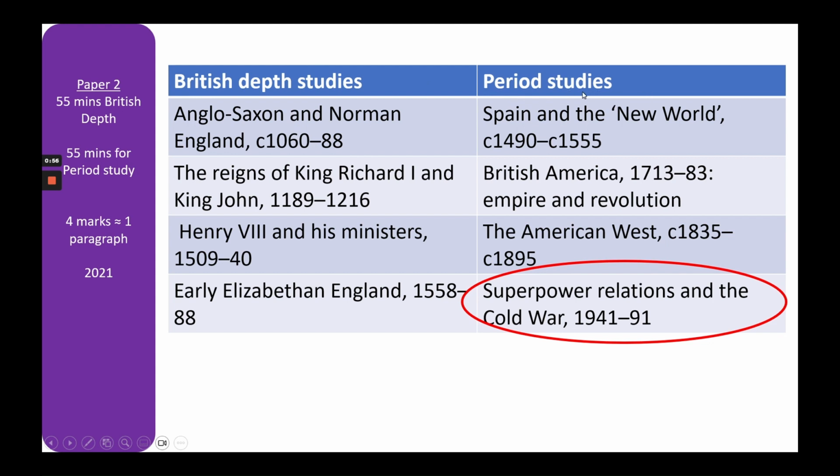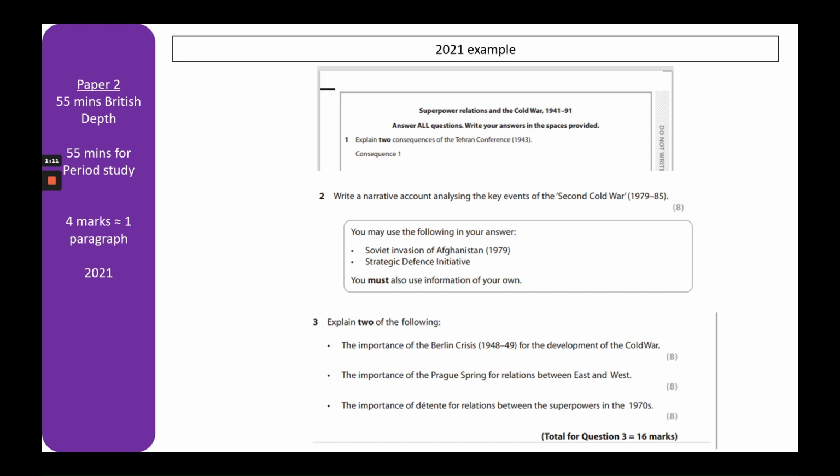No one will tell you stop this exam paper and start this one. You need to manage your time yourself. The same rule of thumb applies, so it's about 4 marks is 1 paragraph roughly, and this example is from 2021. So these questions are from the 2021 exam. So explain 2 consequences of the Tehran conference, 8 marks. Write a narrative account analysing the key events of the Second Cold War. And then explain 2 of the following.